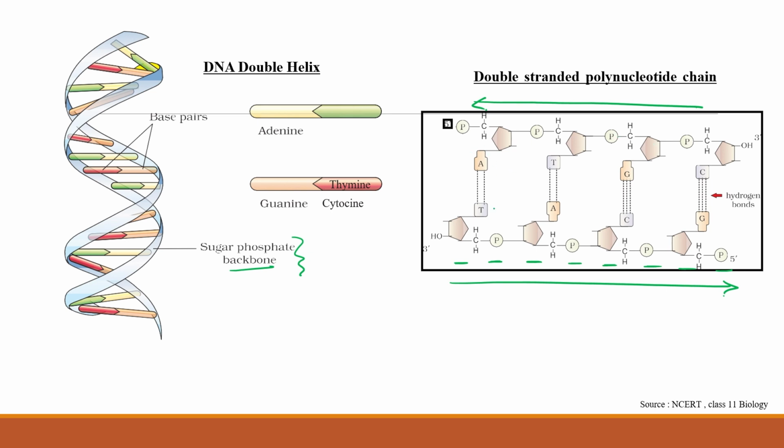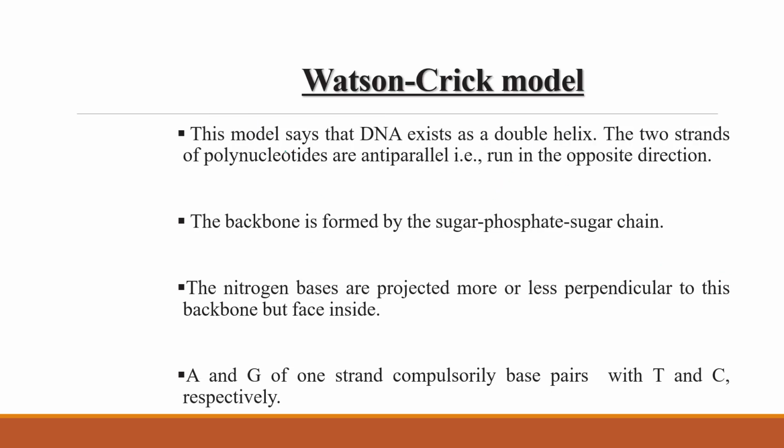And all the bases are present just at right angles, you can say, and inside the chain. And these bases, adenine, thymine, guanine, cytosine, with their respective bases, they can form hydrogen bonds. As you can see over here, between cytosine and guanine, 3 hydrogen bonds are there, and between adenine and thymine, only 2 hydrogen bonds are there. Okay.